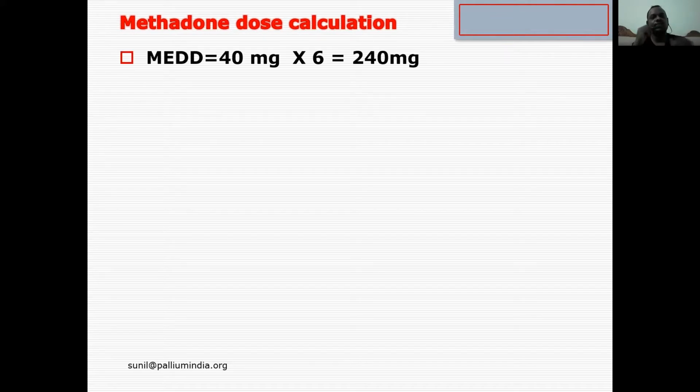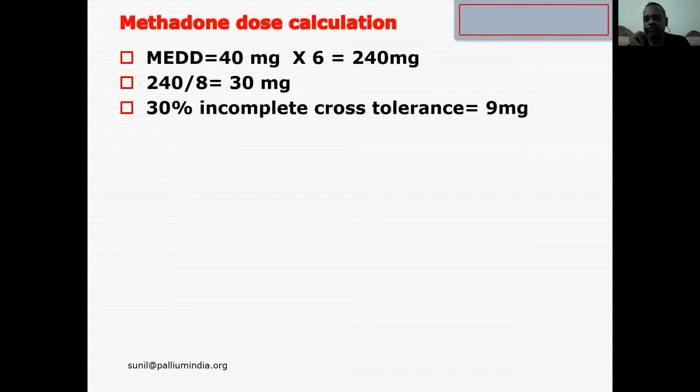So, what is the morphine equivalent daily dose? She was getting 40 milligram hourly, so it was 240 milligram total. The conversion rate as per the previous chart is 8, so the methadone dose will come to 30 milligram. Okay.